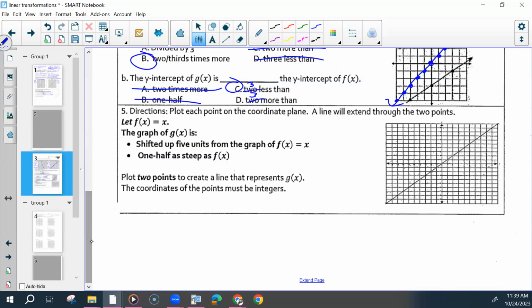Number 5. This one is like a combination of all the different types that we talked about. We are just going to plot 2 points. The part that says a line will extend to 2 points, that's if this were an SOL question, you were doing it on the computer, you would plot the 2 points and the line would automatically appear, but we're not creating a line. So if our new function, which is the original, is shifted up 5 units, what is our new y-intercept? At 5 on the y-axis.